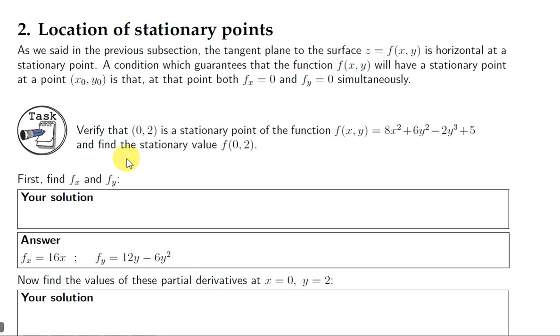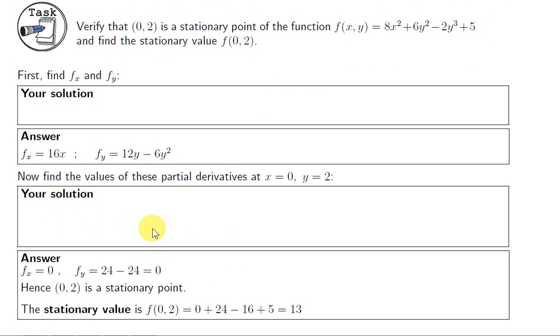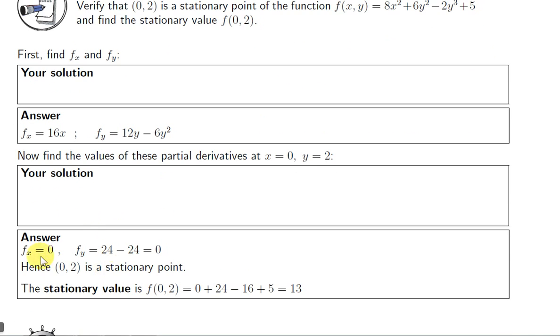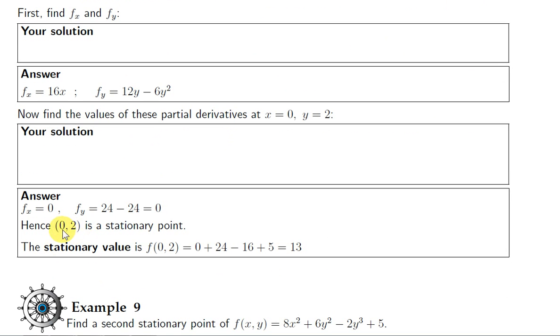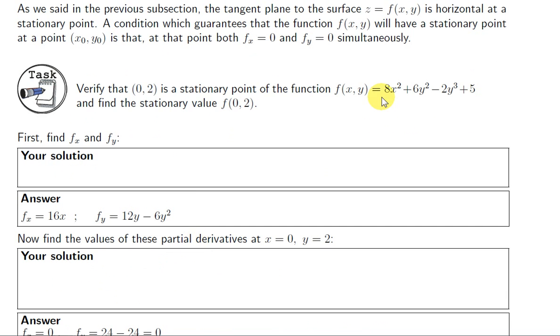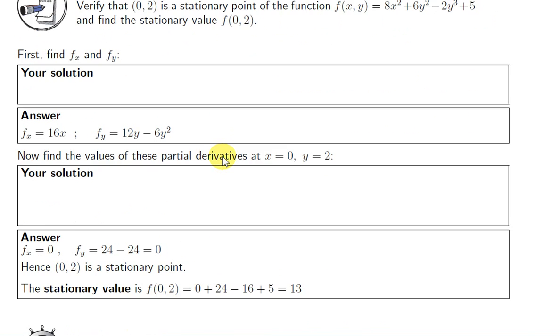Well, that's clear for x equals 0. F sub x is going to be 0. What about f sub y? Well, y is 2, so we get 12 times 2 is 24 minus 6 times 4, so it's 24 minus 24. That's also going to be 0. So both partial derivatives are 0 for x equals 0 and y equals 2. So we have a stationary point at 0, 2. If we want to get the z value or f value of the stationary point, we just plug 0, 2 into this function, of course, as we saw in the previous video.